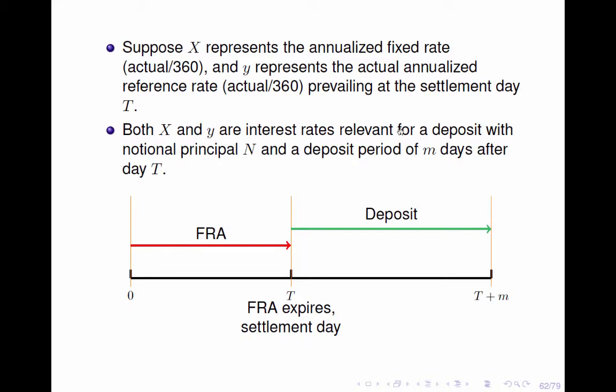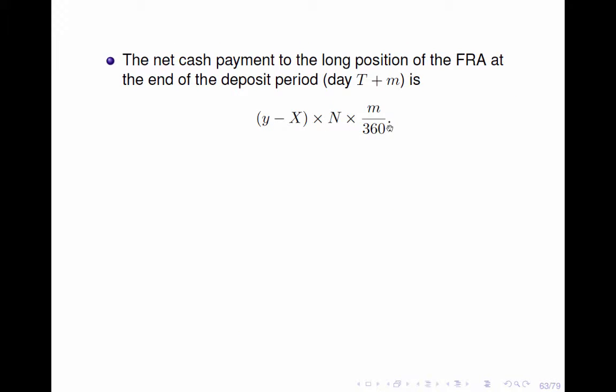Here's the timeline to illustrate how the forward rate agreement works. The contract is signed on day 0 and expires on the settlement day T, where the reference rate is revealed. The interest is then calculated based on the hypothetical deposit for a period of M days from the settlement day T. The net cash payment to the long position of the forward rate agreement at the end of the deposit period, that is, day T plus M, can be calculated as follows. Note that the interest is calculated based on the actual over 360 convention.